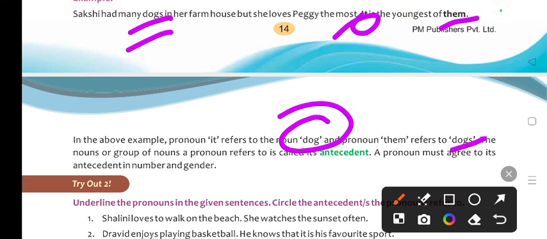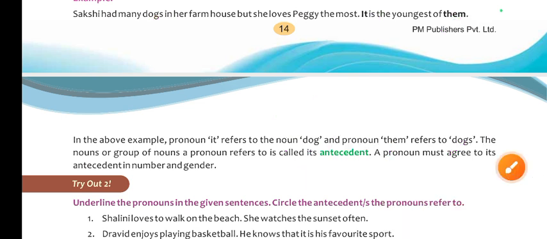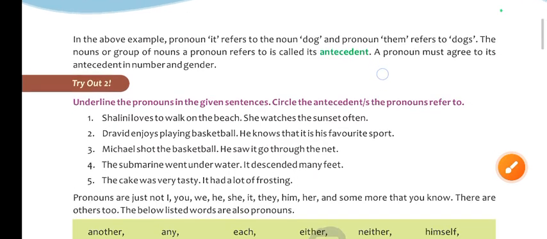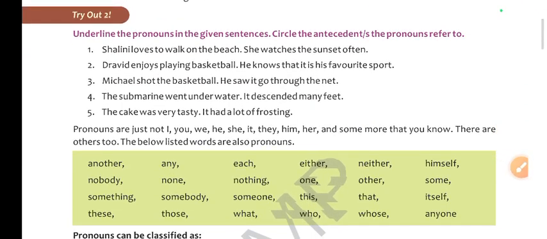The noun or group of nouns a pronoun refers to is called the antecedent. A pronoun must agree with its antecedent in number and gender. For example, just look at the example in tryout 2. Underline the pronouns in the given sentences, and circle the antecedent the pronouns refer to. Understood? So you are supposed to circle the antecedent and underline the pronoun.